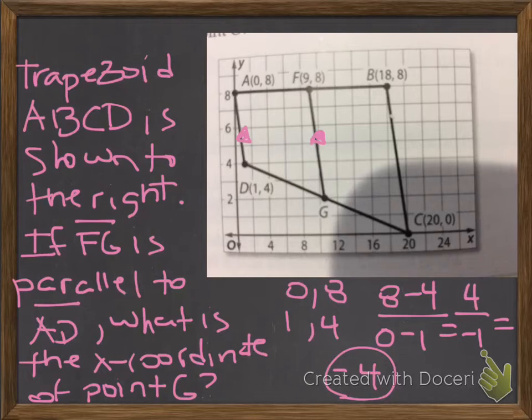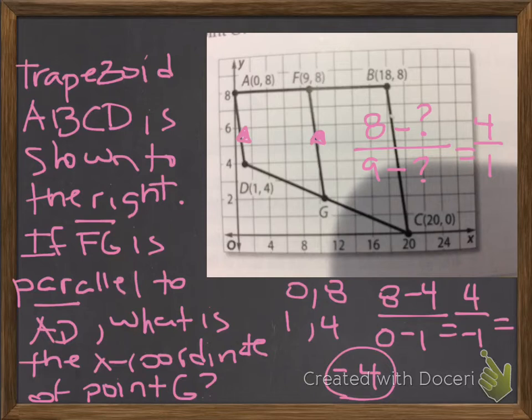So I would do the y's first. 8 minus what? And 9 minus what is going to give us -4? So we have to have 4 over 1. One of them has to be negative. So we need to figure out what it could be.